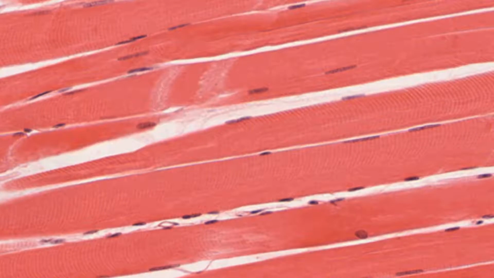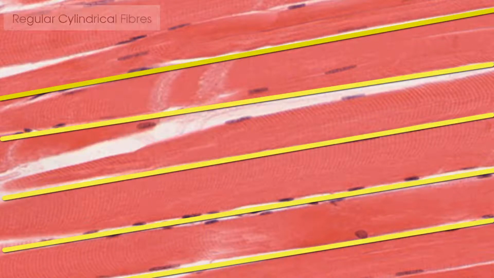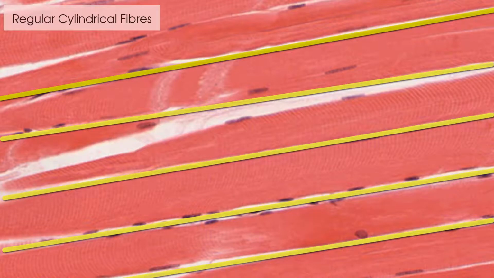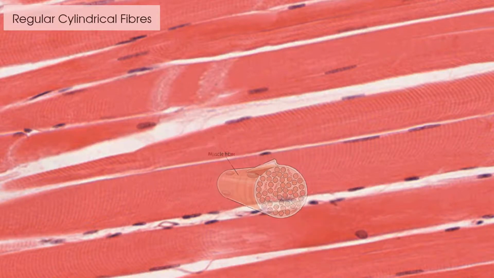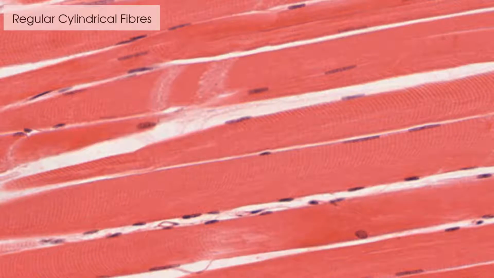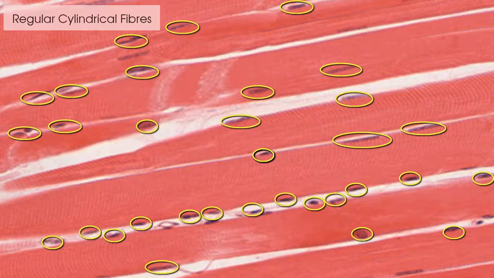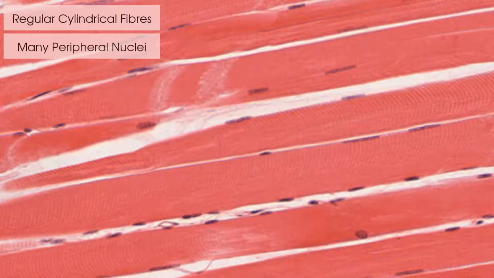The first thing to notice is that it looks quite organised. You can see that very regular fibre pattern, with fibres running parallel to one another. If you were to look at these fibres in 3D space, you would see that they're cylindrical. The second thing to notice is that there's lots of these black things, and these are the nuclei. In skeletal muscle, there's lots of them, and they're always on the periphery of the muscle fibres.